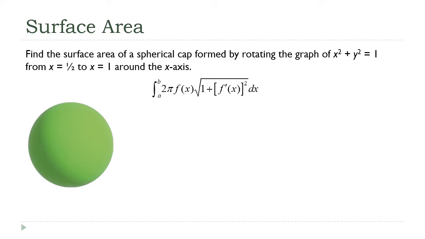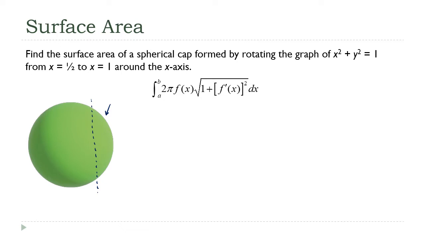this graph. It's a unit circle, right? And we're going to rotate that around the x-axis. And if we do that, we get a sphere. So what I mean by a spherical cap is if we come in here and we cut off a piece of the sphere. This section here on the outside is what we call a spherical cap. And that's what I want to find the surface area of.